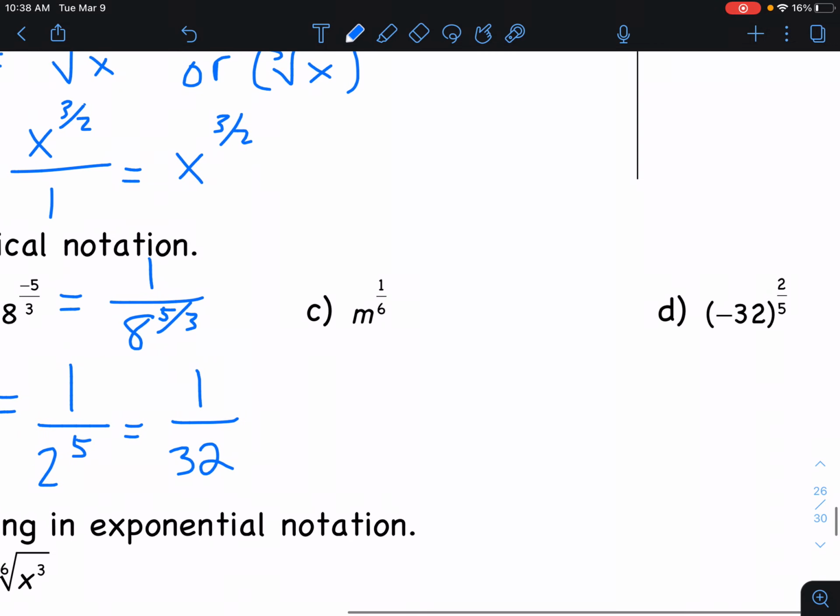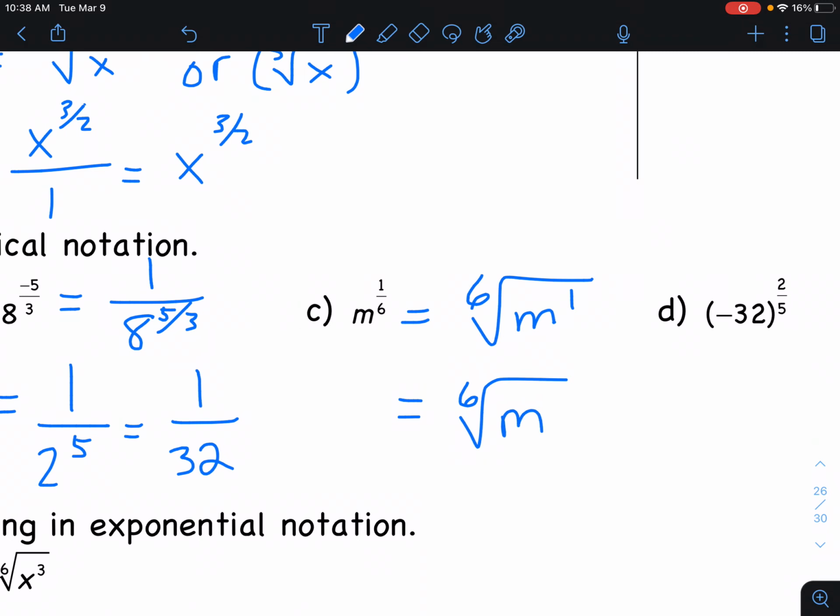All right, letter C, very easy here. Actually, I could have started with that one. That would be the 6th root of m to the 1st, but you don't need the 1, so you'll just have the 6th root of m.